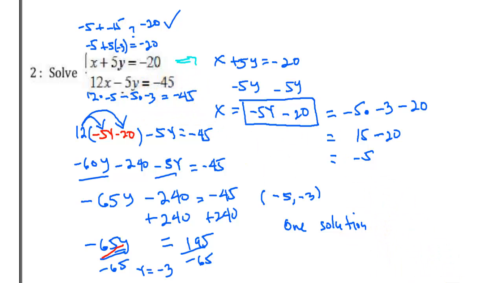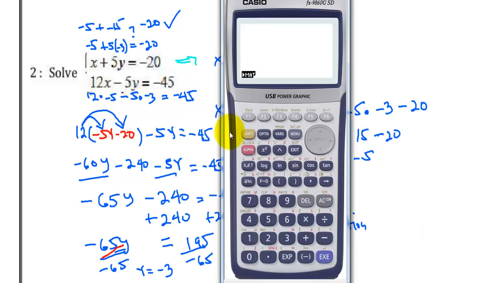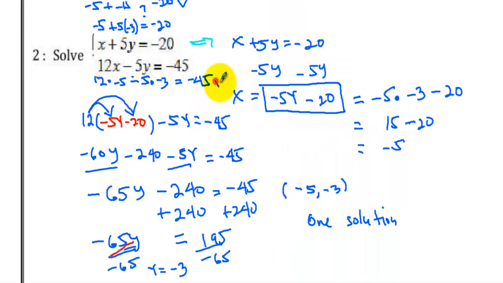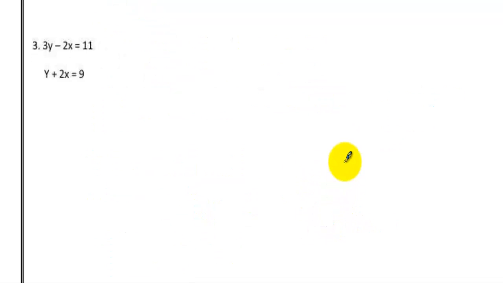Okay, so let's simplify this side of our equation. So we have 12 times -5, which is actually -60. And then I have here -5 times -3 is positive 15. So we're going to add 15, and we are going to get -45, which is actually the one that we have on the right side of this equation. So the second equation is also correct. Therefore, we know that our answer (-5, -3) is correct.